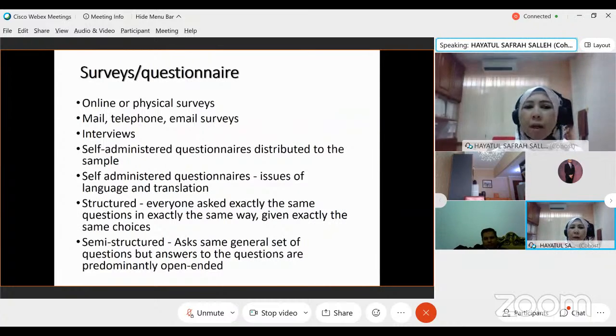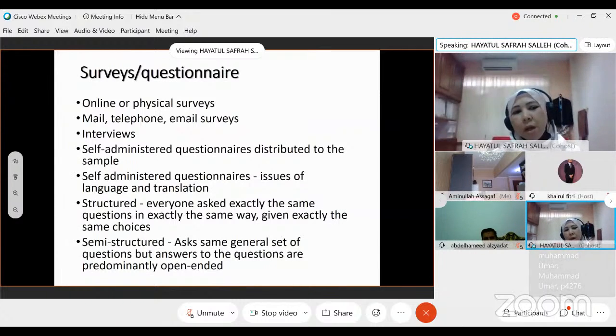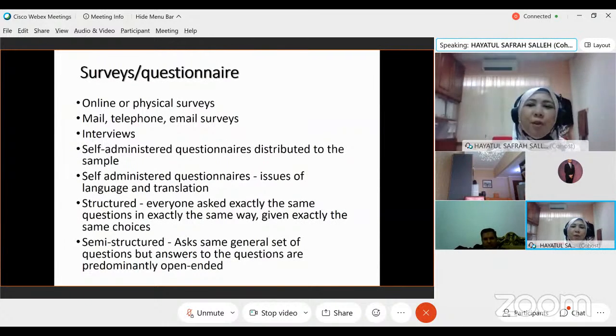So you can use an online or physical survey, right? Especially at this time during the COVID-19 pandemic, a lot of researchers use online surveys. Or you can also use mail, but sometimes it's difficult for you to get all those questionnaires back from them. Online, telephone, email service, or interviews, and these are the types of surveys that you can use. You can distribute the questionnaire to them.